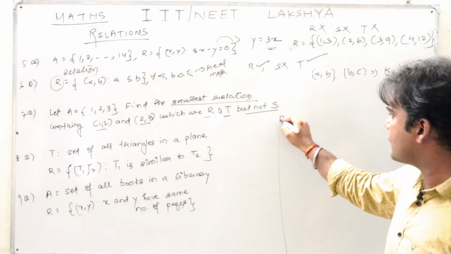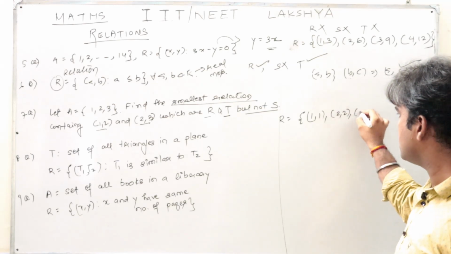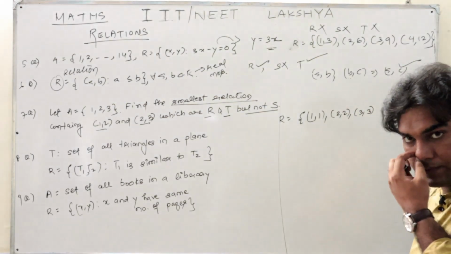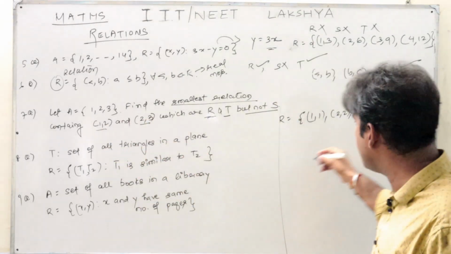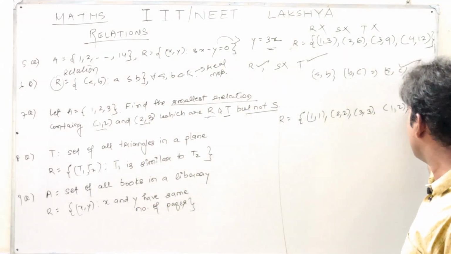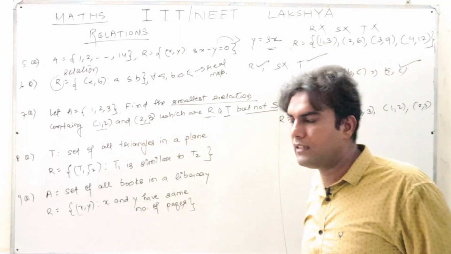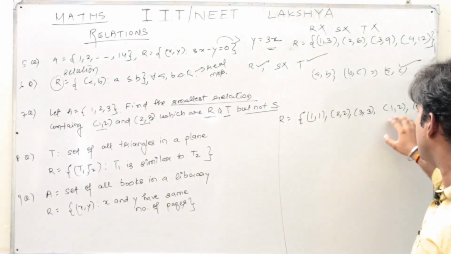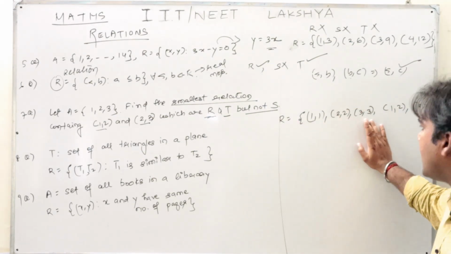So my relation will become something like this: (1,1), (2,2), (3,3). This is minimum because it is reflexive. Apart from that, (1,2) and (2,3) are there, because it is given that the relation should contain these 2 elements at least: (1,2), (2,3). Now if you see carefully, it is reflexive because (1,1), (2,2), (3,3) are all there.